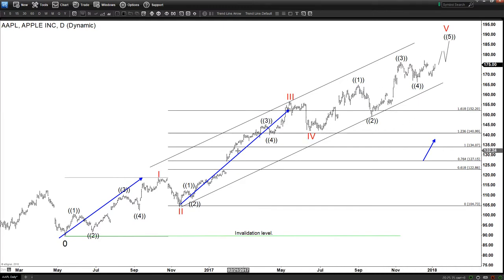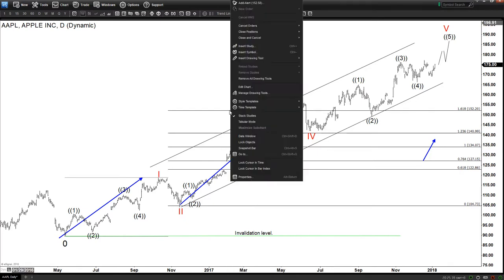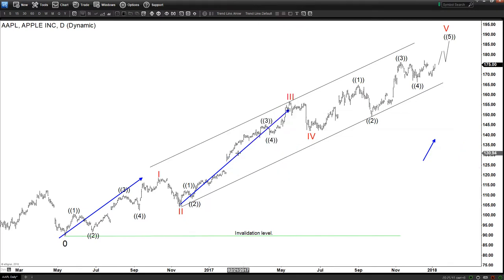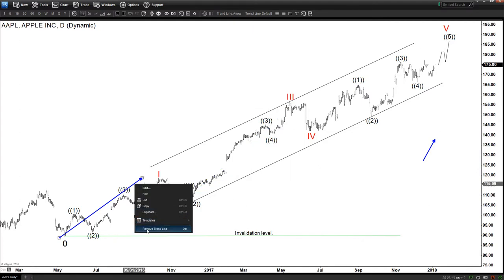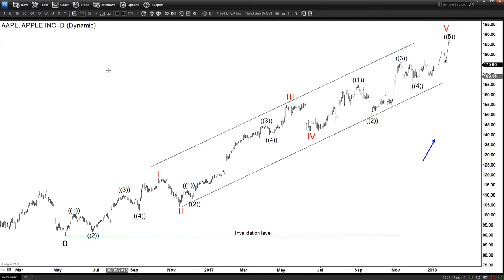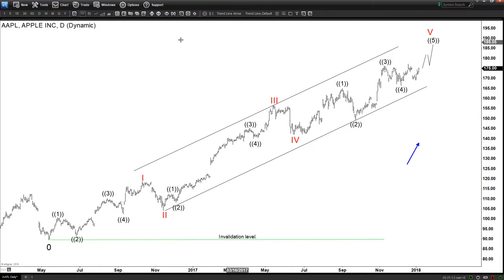And now we're in the process of finishing the wave 5, which is the last wave, but it looks like we will see a little bit more upside before we finish the wave 5, and then from there we should correct into 3 waves, right? Because that's what the Elliott Wave rules are saying. After 5 waves you will see a 3 waves down.